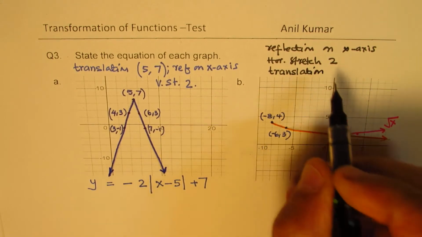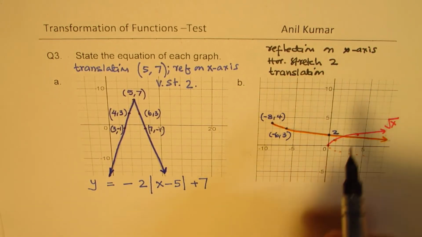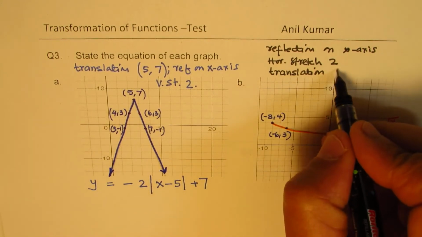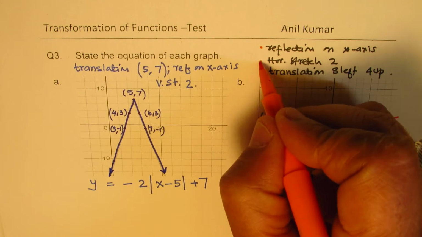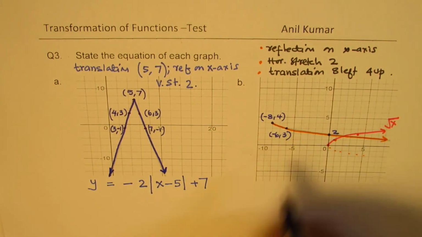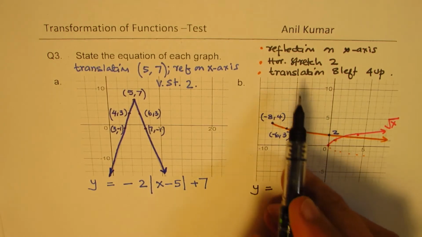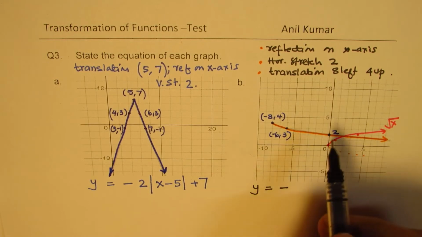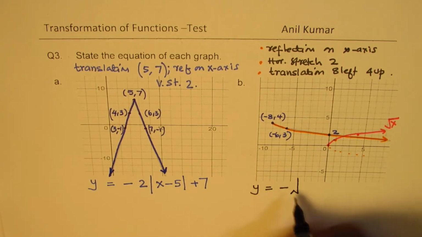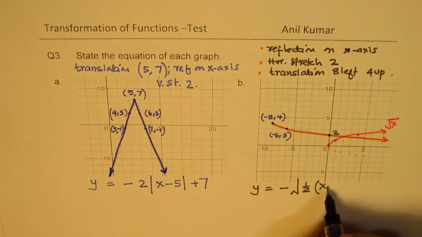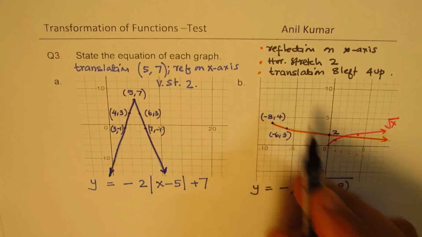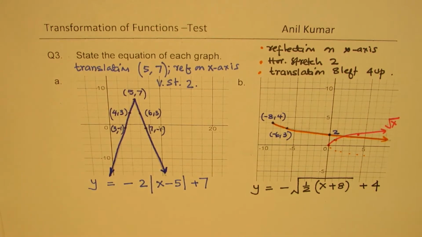This is the proper order to write transformations. Translation is minus 8, 4. That is the translation, right? So 8 left, 4 up. So we know these are the three transformations which have taken place. And based on this, we can write down our equation. That equation should be y. Reflection on the x-axis means negative for sure. We are not assuming any vertical stretch, so leave that. Horizontally stretched by a factor of 2, that means half, right? And then translate it 8 units to left, that means plus 8, and 4 units up, plus 4, correct? So that gives you the equation of this particular square root function which has been transformed.